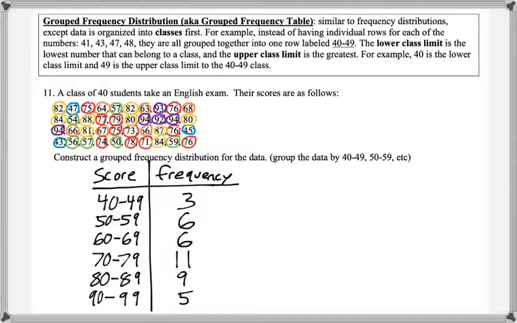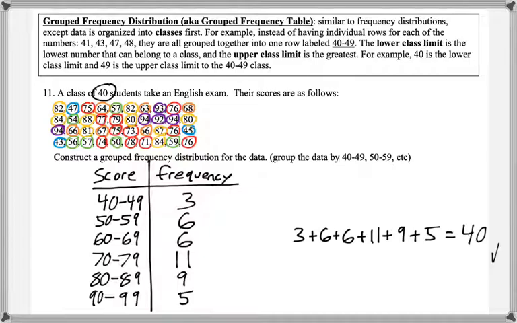So as a check, if you add up all of the frequencies, it should equal the total number of data items, or in this case, 40. And they do.